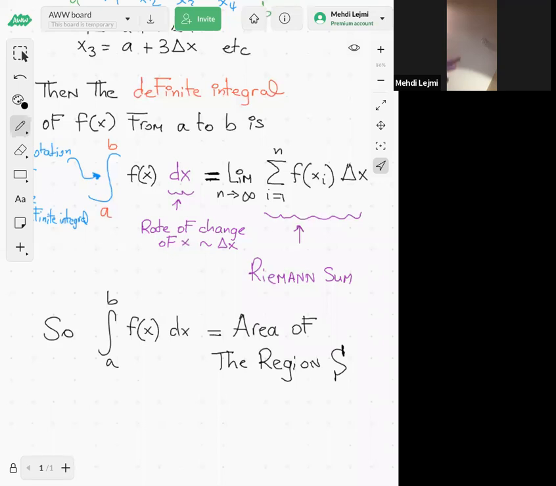So what we have to keep in mind, guys, what we have to memorize: when someone asks you, what's an integral? Well, you can say the geometric interpretation of the integral is that it measures the area of the region bounded by the function f.